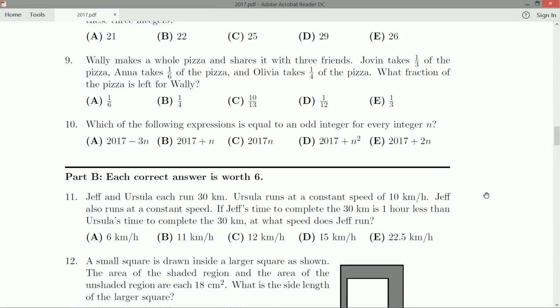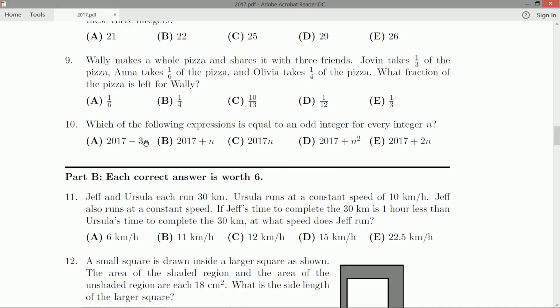Which of the following expressions is equal to an odd integer for every integer n? Okay, so we've got some possibilities here. And this is another one of those questions that they've had in the past, and they will continue to have, where the quickest way to do the question is to understand, in this case, odd integers, but other things like what expressions make small integers, what expressions make even integers, or multiples of 3, things like that. It's just sort of, do I understand basic theory of numbers? Okay, in this case, do I understand how to make odd integers from other numbers?